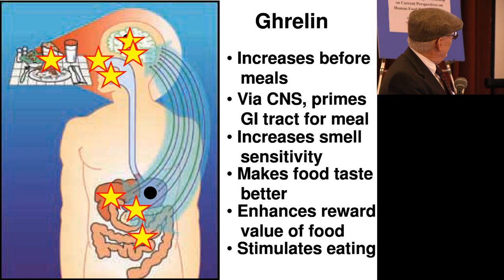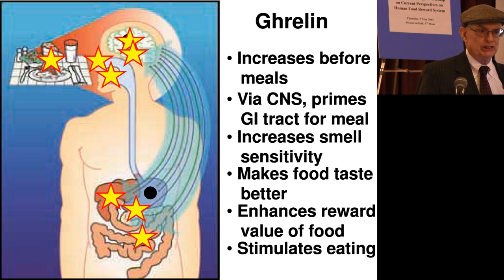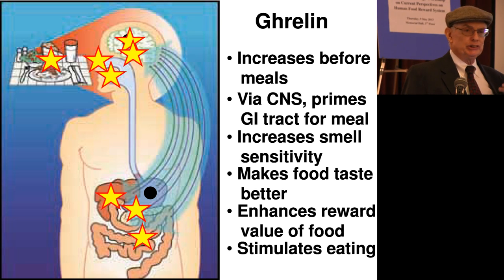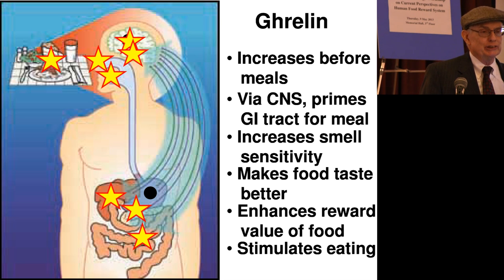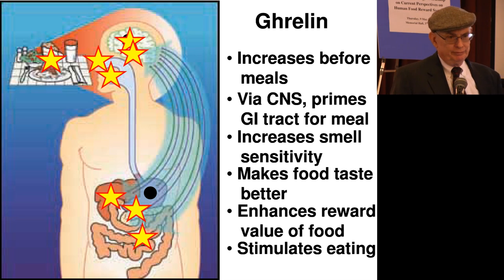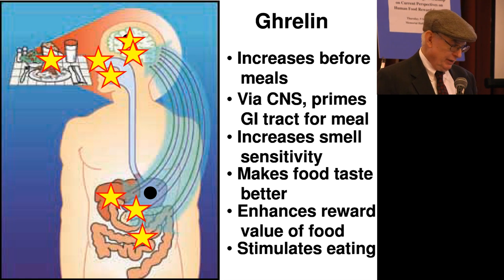But through the CNS, the brain, it actually turns on much of the gastrointestinal tract. And that makes sense in a homeostatic way. It gets the system ready for the meal that's coming in. But it actually increases your sense of smell so that you can enhance it, so that you're maybe better able to detect food. It makes good food taste better. Several papers have shown this. It enhances the reward value of food. And of course, it stimulates eating.